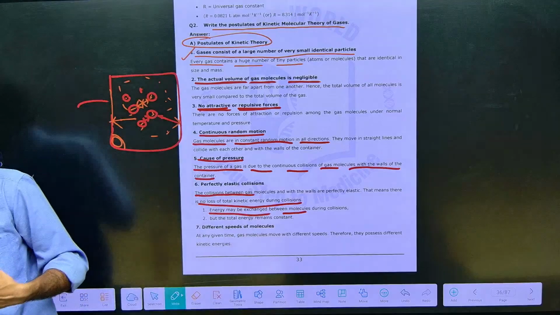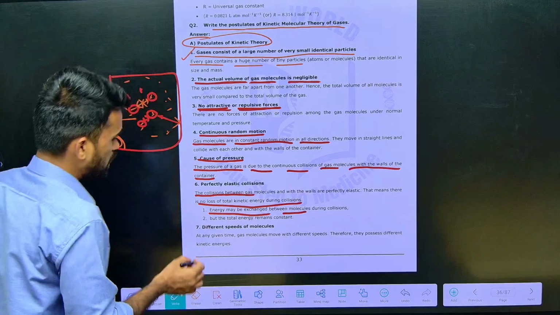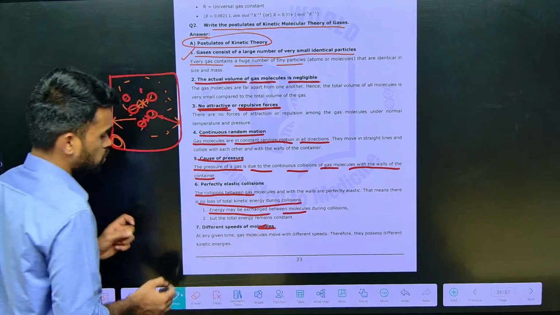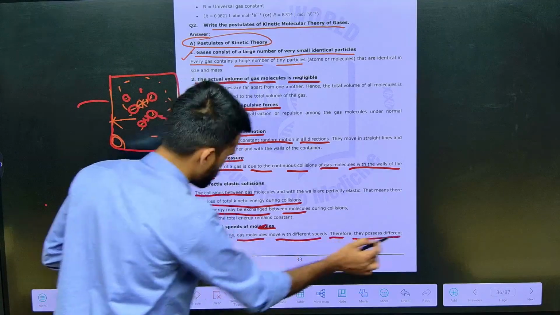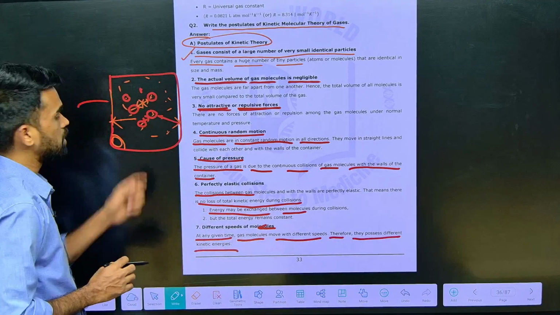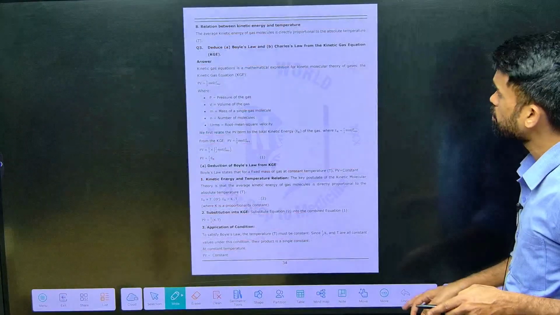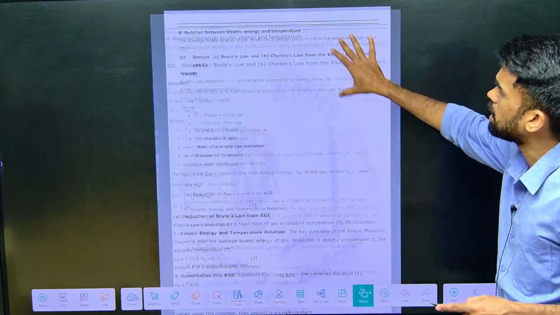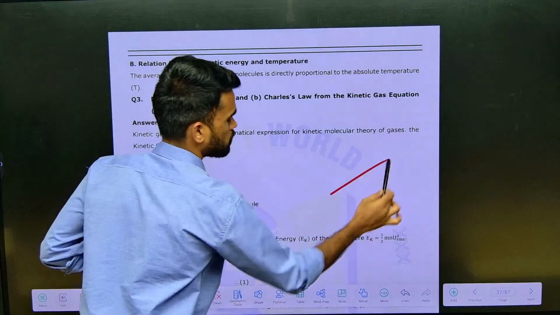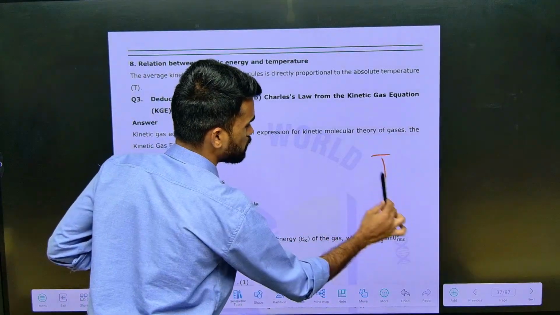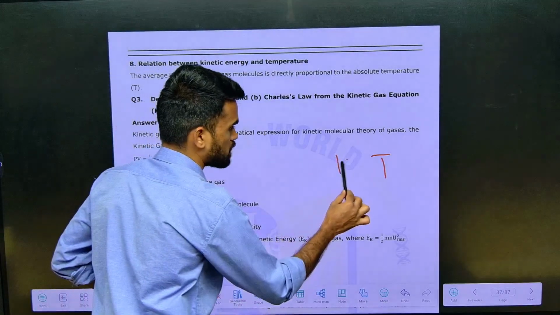The next one is different speeds of molecules. At a given time, gas molecules move with different speeds, therefore they possess different kinetic energies. These are the seven points here. The last one is the relation between kinetic energy and temperature. As we increase the temperature, the velocity of the gas molecules increases, that is, the kinetic energy of gas molecules increases.